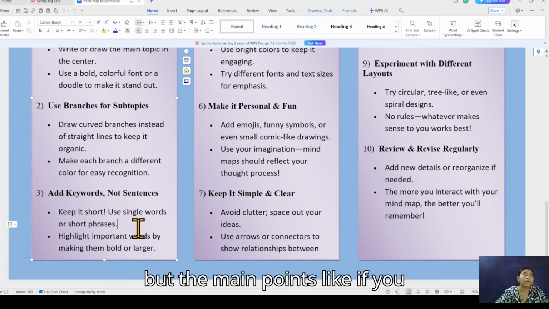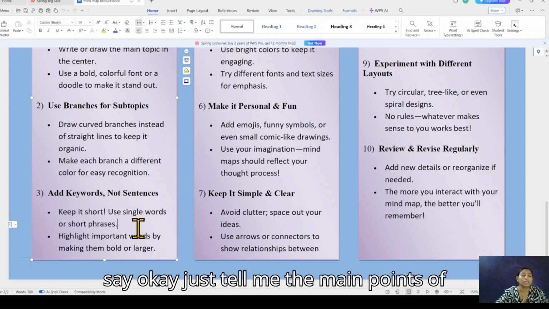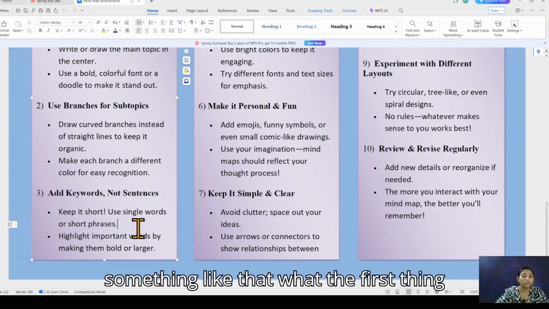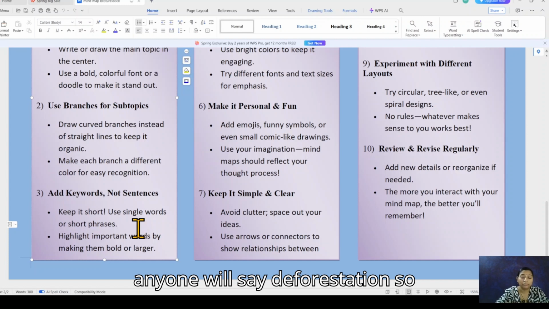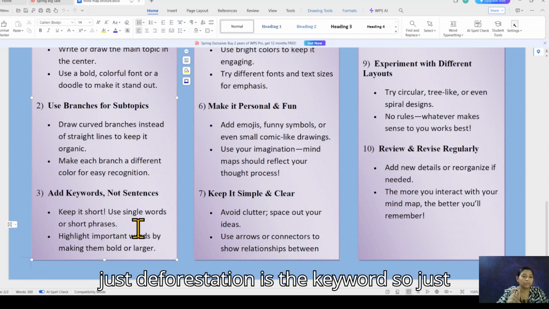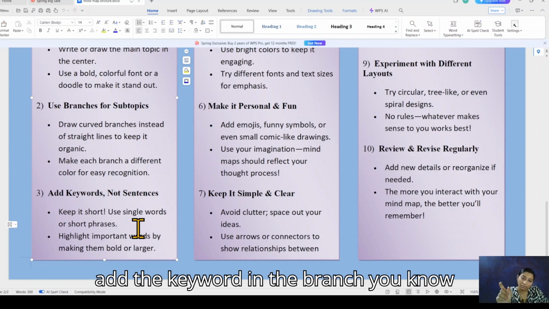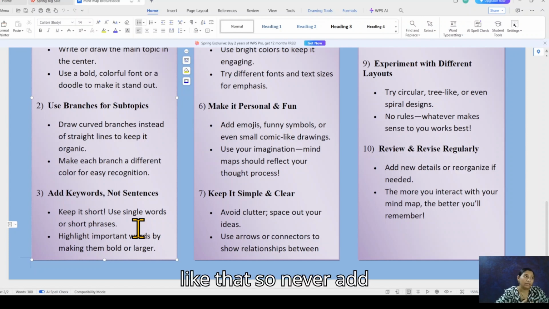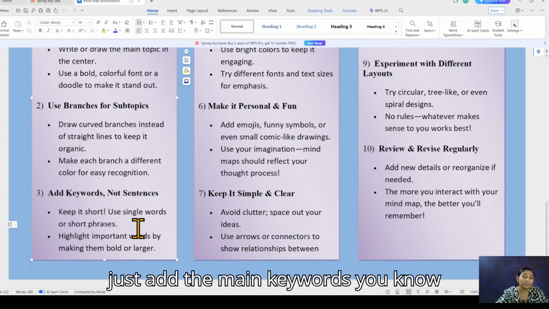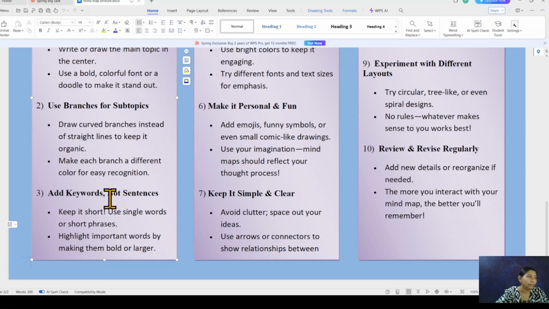But the main points, like if you say, okay, just tell me the main points of soil erosion, what are the causes, something like that, what is the first thing anyone will say? Deforestation. So deforestation is a single sentence. So just deforestation is the keyword. So just add the keyword in the branch, like that. So never add whole sentences in a mind map. Just add the main keywords, you know.